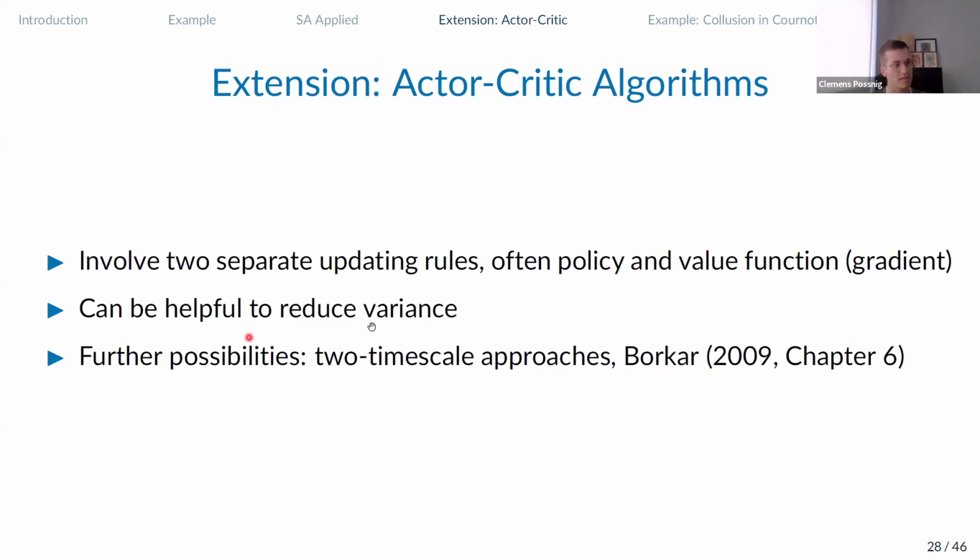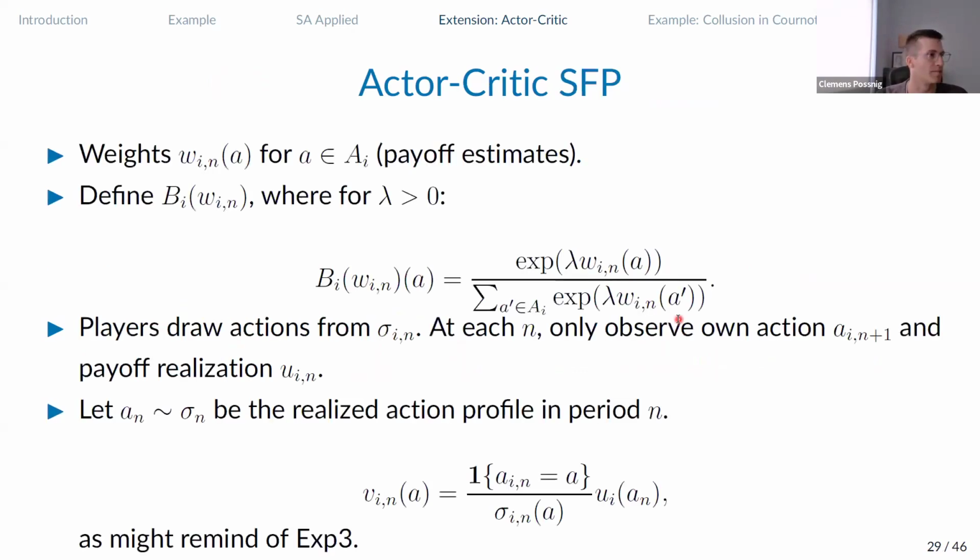There's also more possibilities now for us, because we have two separate updating schemes. We can look at two separate step sizes for these schemes, and that introduces these two timescale approaches, which can be very useful in a lot of places, and we're going to look at one of these now. So what I will do is basically just turn stochastic fictitious play into an actor-critic algorithm.